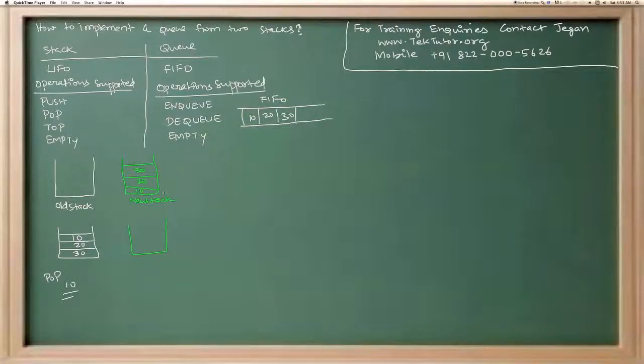So we have seen how to enqueue and how to dequeue. This looks fine so far. After popping out, the old stack would appear like this, we would have 30, we still have 20, and our new stack looks like this, which is empty now.